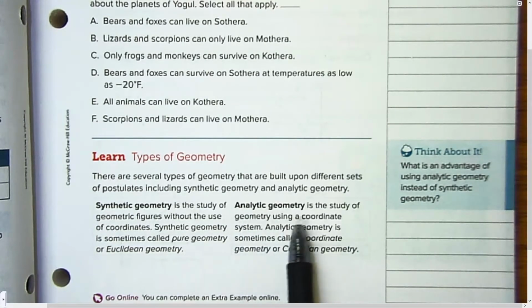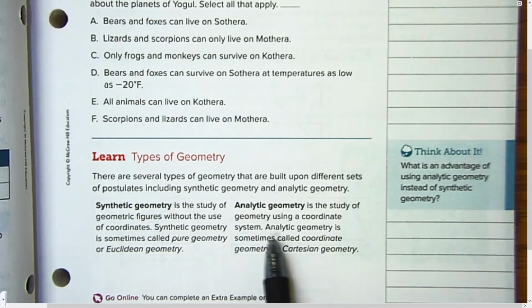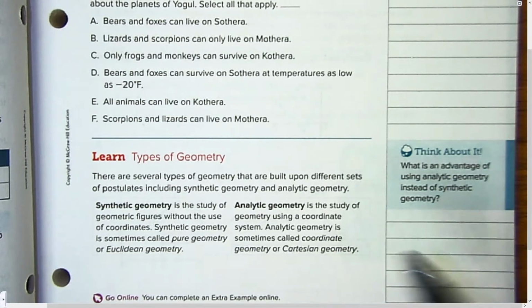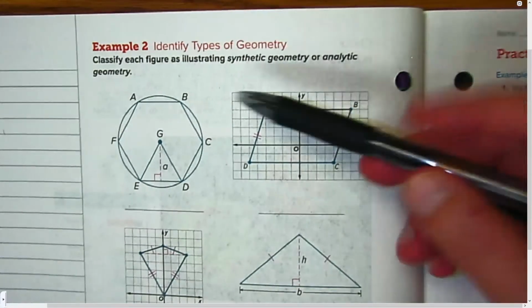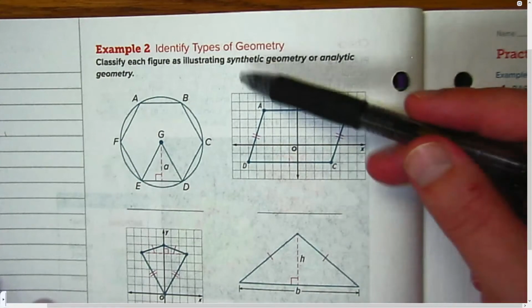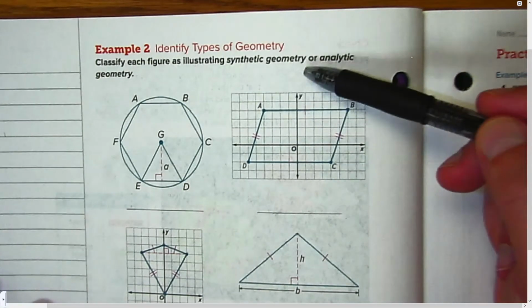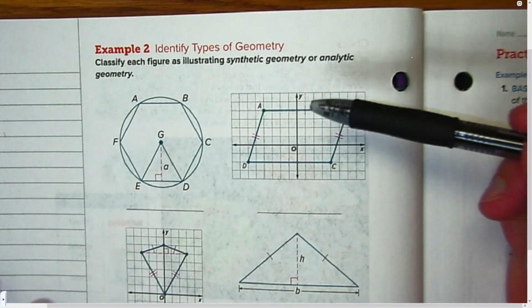Analytic geometry is the study of geometry using a coordinate system. Analytic geometry is sometimes called coordinate geometry or Cartesian geometry. Think about it. What is the advantage of using analytic geometry instead of synthetic geometry? Classify each figure as illustrating synthetic geometry or analytic geometry.